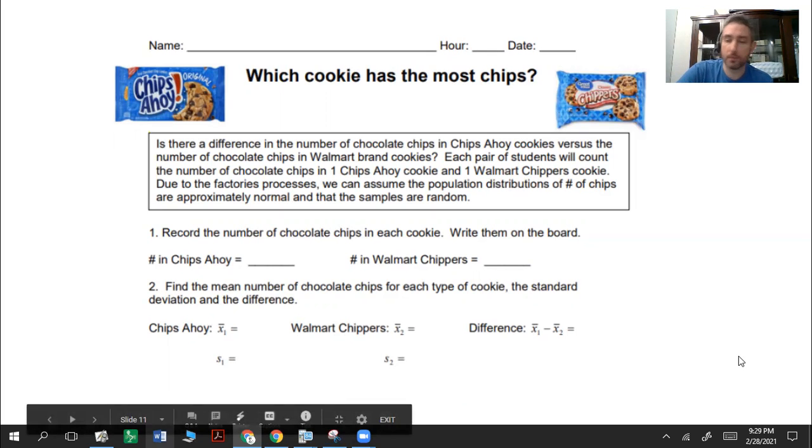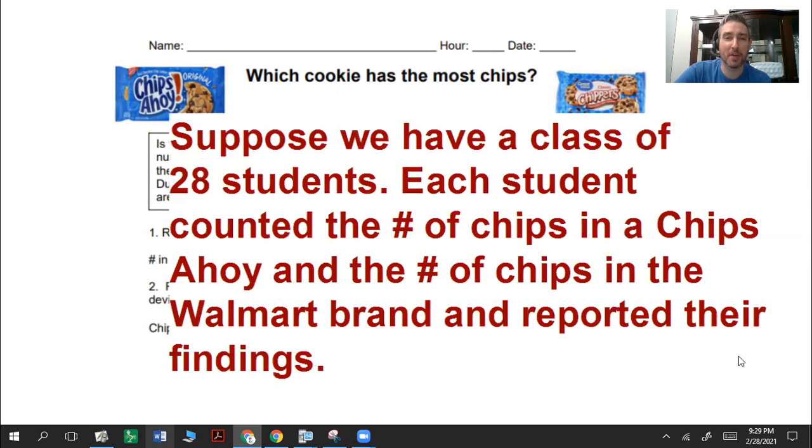So then, of course, we're not in class. So here's some made up numbers. Suppose we have a class of 28 students. Each student counted the number of chips in a Chips Ahoy and the number of chips in a Walmart brand and reported their findings. So here's what we got.